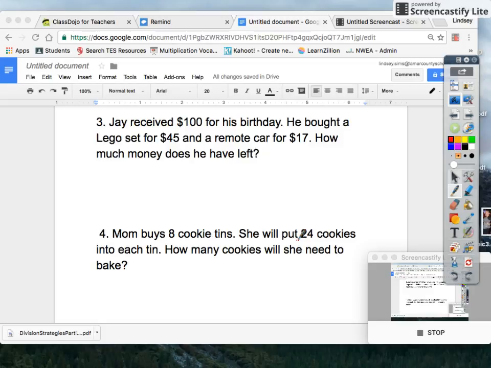Okay, number 3 says Jay received $100 for his birthday. He bought a Lego set for $45 and a remote car for $17. How much money does he have left?